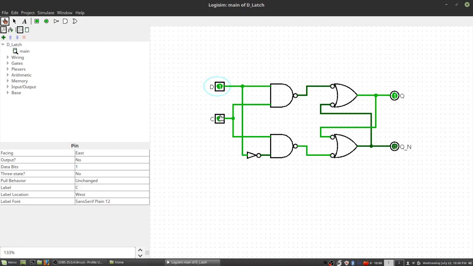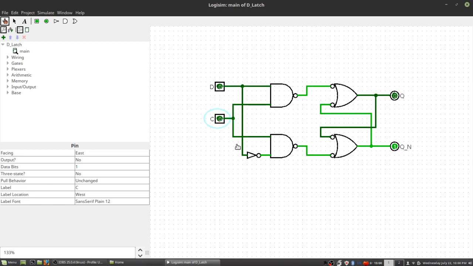The moment the clock goes to 0, I can toggle D as many times as I want, and it's not going to get through these NAND gates here. So Q is just going to stay the same until clock is at a high level.